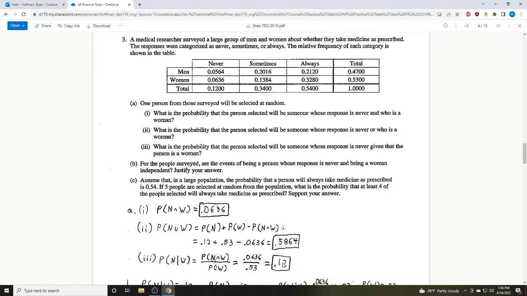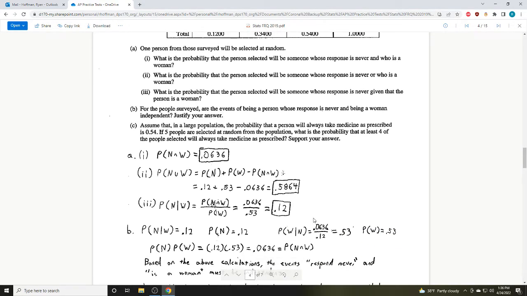So are the events independent? Well, now that we have this calculation of never given woman, the easiest way to do this is to say that the probability of never given woman should equal the probability of never, which it actually does. Never given woman is 0.12, and the probability of never is 0.12. Therefore, by definition, those events must be independent. Another way to show this is that the probability of A and B is the probability of A times the probability of B, which indeed it is. Either way, you have to justify it with some kind of calculation.